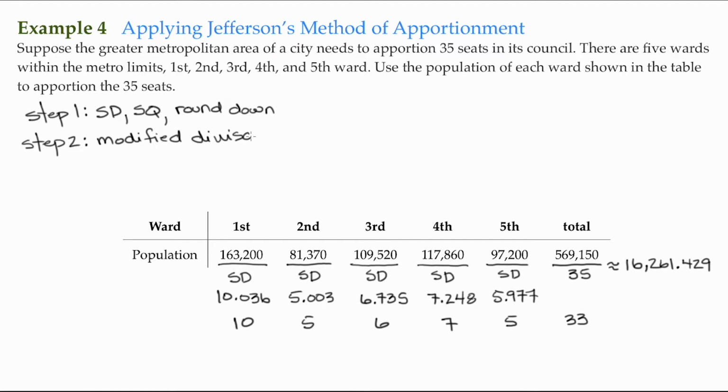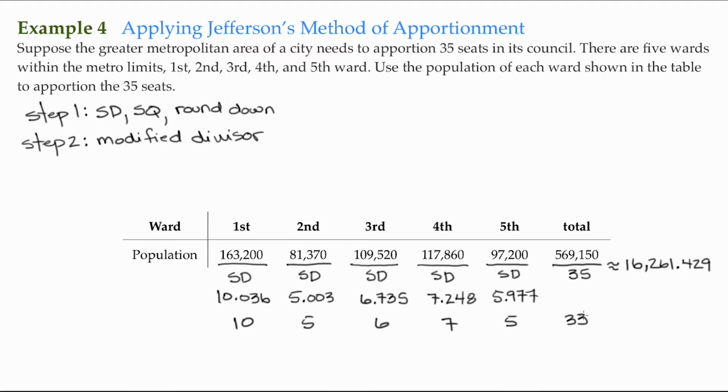And a modified divisor, rather than use the standard divisor of 16,261.429, introduce a modified divisor. And what do we use? Well, it's kind of a guess and check type of thing. There is no set way of being able to do it. You just kind of guess.